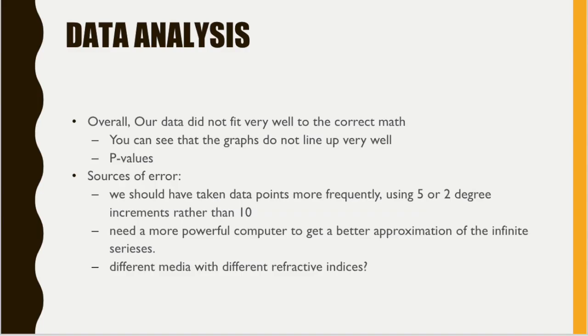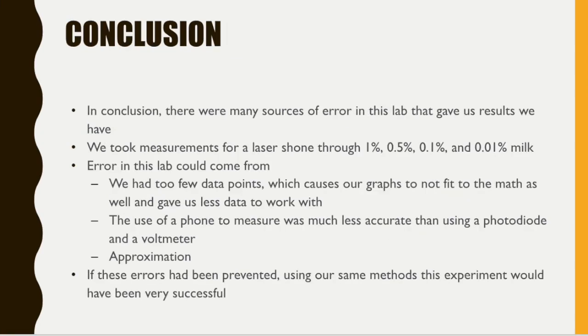Some sources of error that we anticipate is that maybe 10 data points was not enough for our calculations, and we should have done every 5 or 2 degree increments rather than 10. One thing that would help quite a lot would be to have a more powerful computer so that we could take a better approximation of the infinite series. And then we also would have liked to maybe look at different media with different refractive indices, but there wasn't enough time for us to do that.